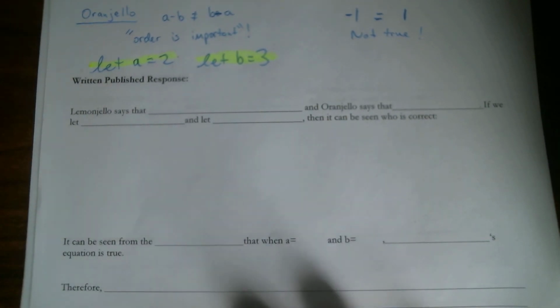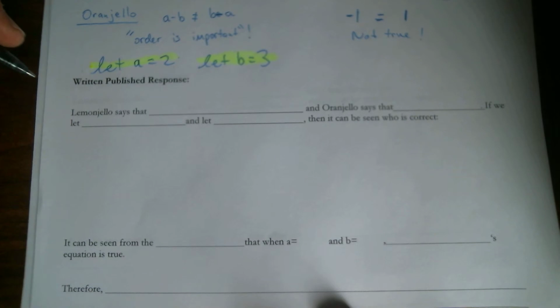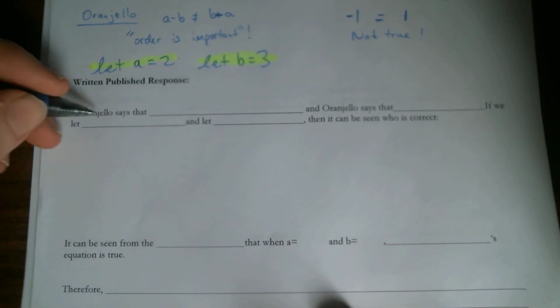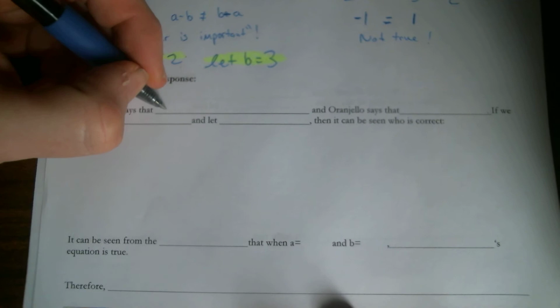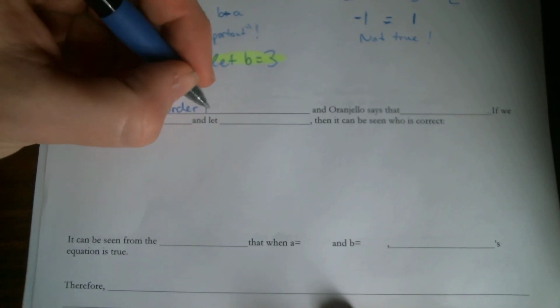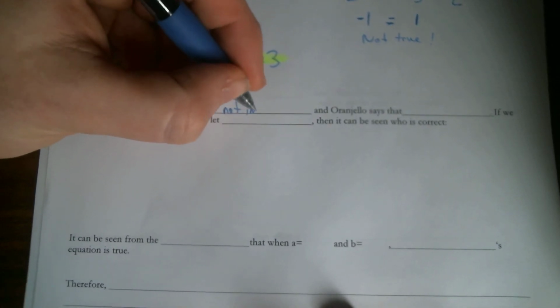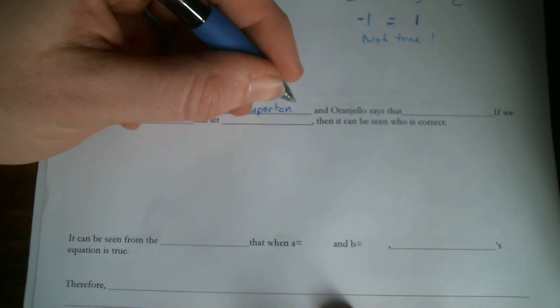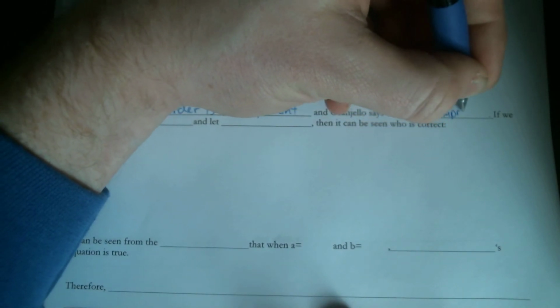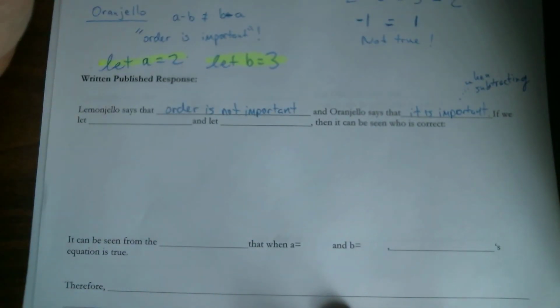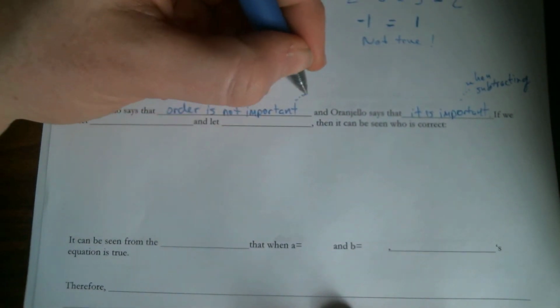All right, so let's actually think about this. We should start by just stating some facts. Think about the facts we know. We know Lamangelo says that order is not important. And Orangelo says it is important. Maybe we should add something in about it being important when subtracting. They're both talking about subtraction. So order is not important when subtracting.